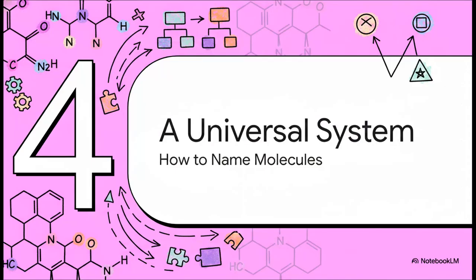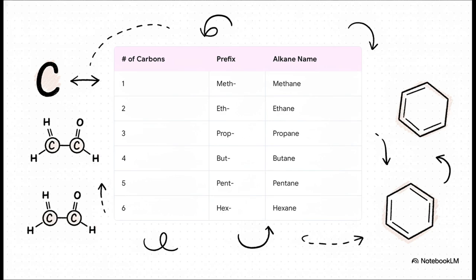Incredible, right? So we've got millions of compounds, and we can group them into families, but we still need a way to give every single one a unique, universally understood name. And thankfully, there's a totally logical system for doing just that. The system is kind of like learning the language of chemistry. For the most basic family, the alkanes, it's a piece of cake.